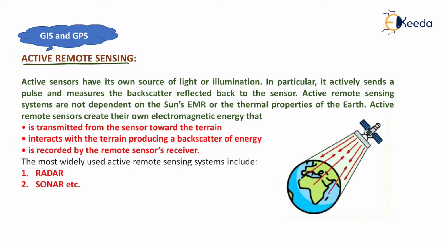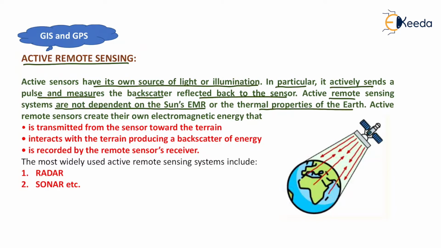Now, active sensors have its own source of light or illumination. It means that in active remote sensing system, they will use their own source of light. They will not depend upon the sun's light. In particular, it actively sends a pulse and measures the backscatter reflected back to the sensor. Active remote sensing systems are not dependent on the sun's electromagnetic ray, or the thermal properties of the earth.